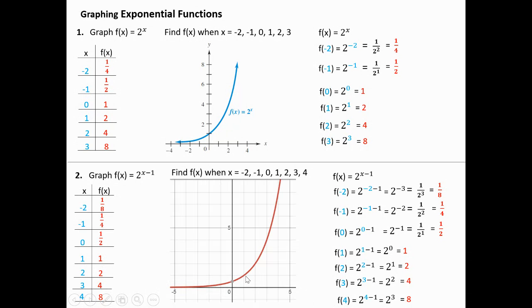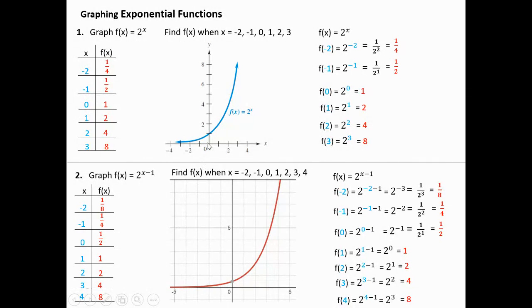When it's 1, it's going to give us 1. When it's 2, it's going to give us 2. When it's 3, it's going to give us 4. When it's 4, it's going to give us 8. So it's going to be way up here. That's how you draw this graph.